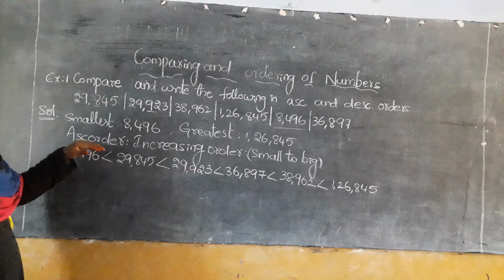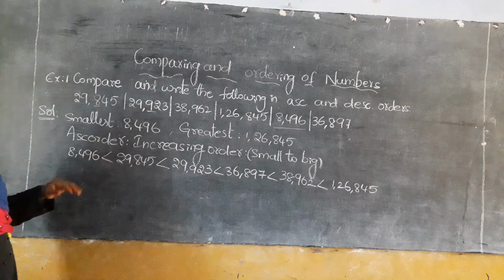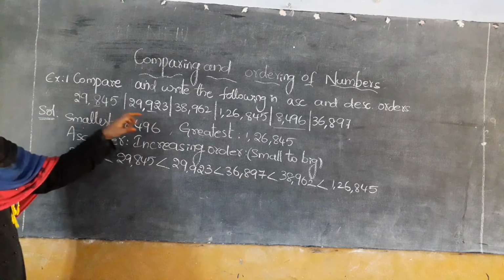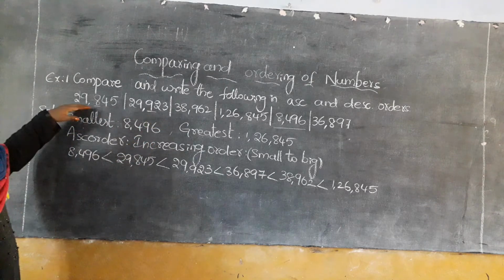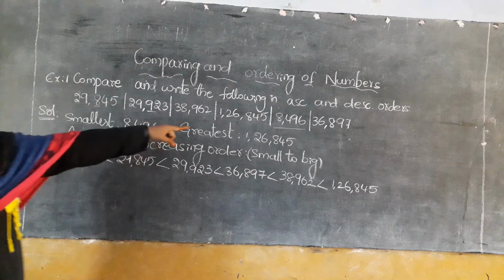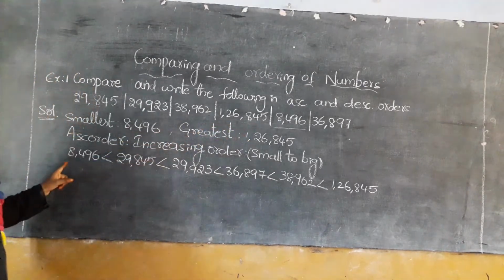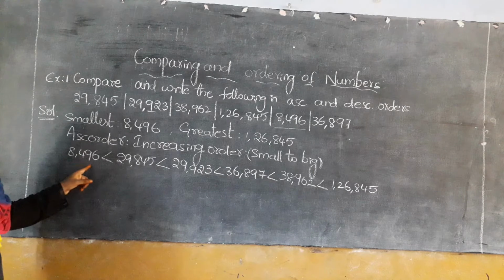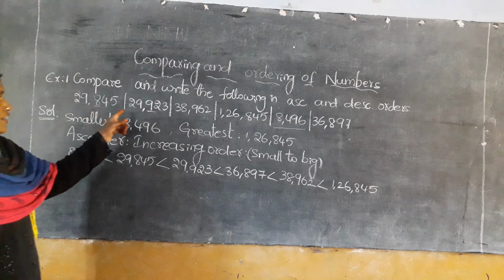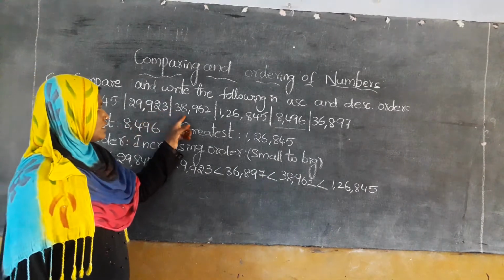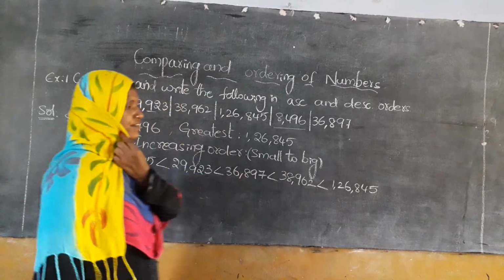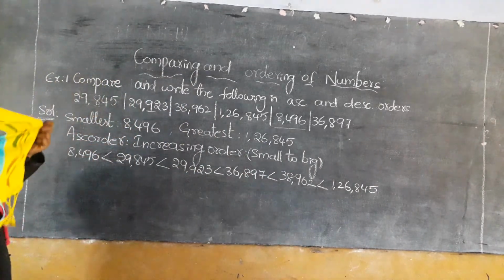Ascending order means arranging the numbers from small to bigger. So here, first you count the number of digits. Here it is 5, 5, 5, 6, 4, 5. So which is the smallest? The 4 digit number is the smallest. That too we write in the first place. 8,496. After that, the 5 digit numbers: 29,845, 29,923, 36,897, and 38,962.